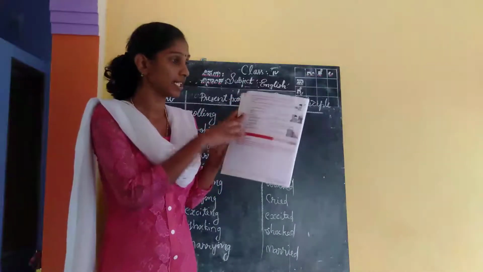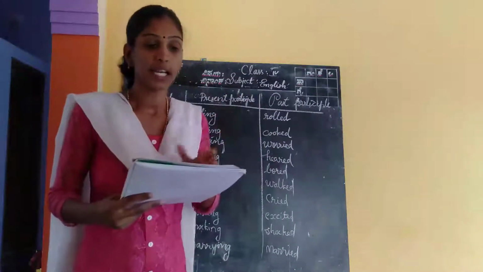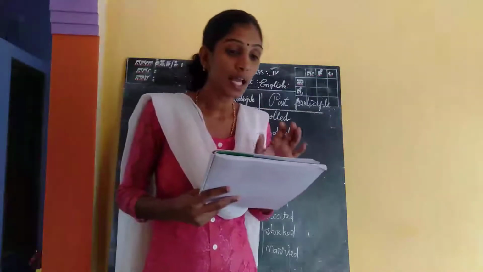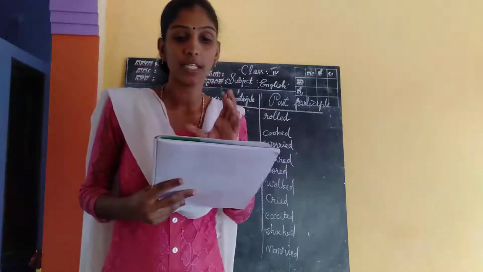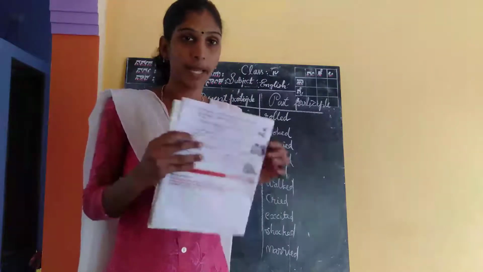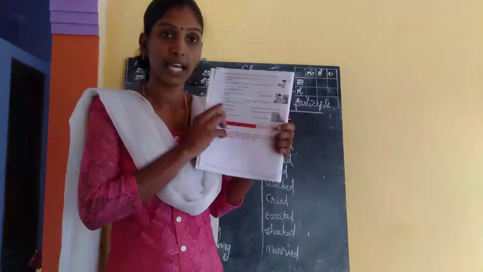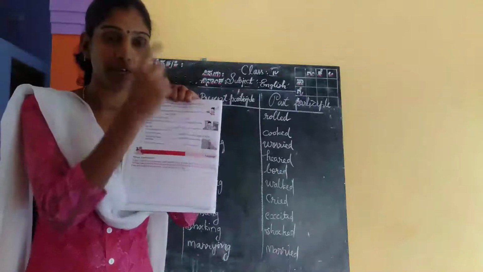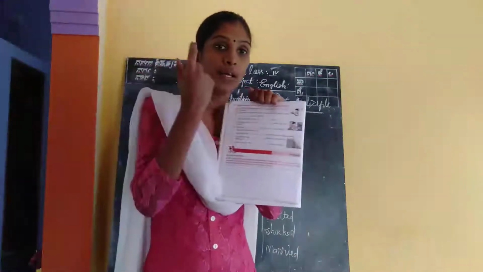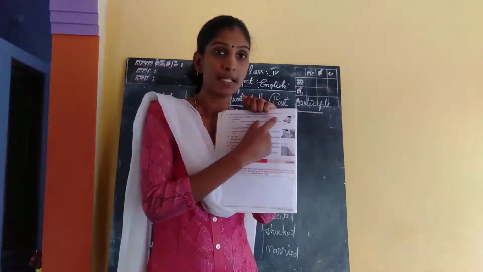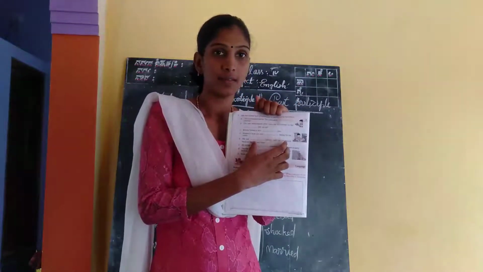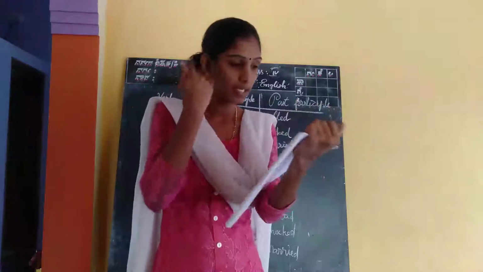In page number 8 there is one more activity regarding participles. Let us see what that is. Use the correct form of the participle in the following sentences. Filling the blanks is there. We have to fill the correct participle form, V4 or V3, whichever is correct. In the bracket they have given the verb, and we have to write the correct participle, present or past participle, there.